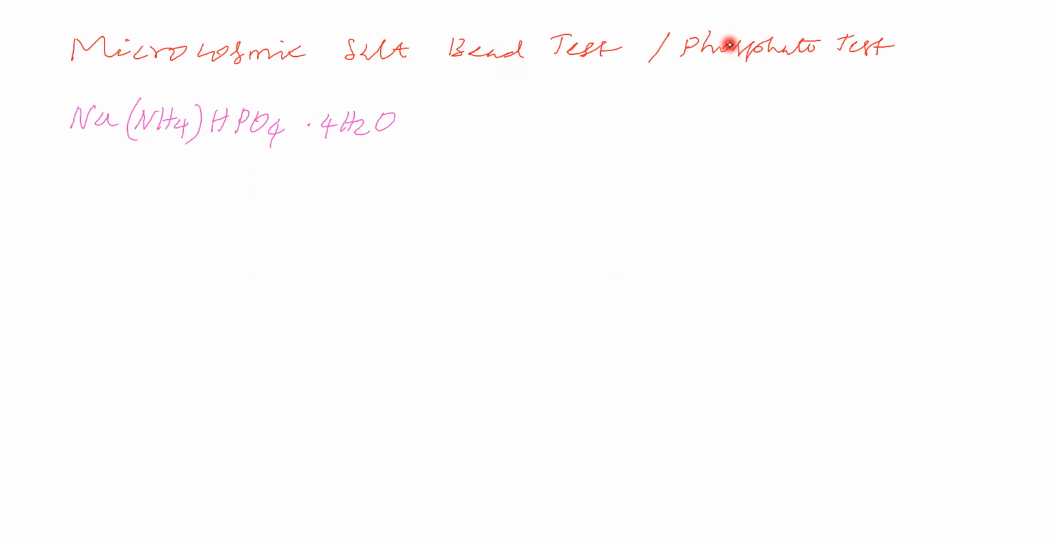It is colorless. In this test, this salt is taken in the platinum loop and introduced into the oxidizing flame. The salt is melting and gives NaPO3. This NaPO3 is in a liquid form which is solidifying. After solidifying, it appears glassy and it is colorless.